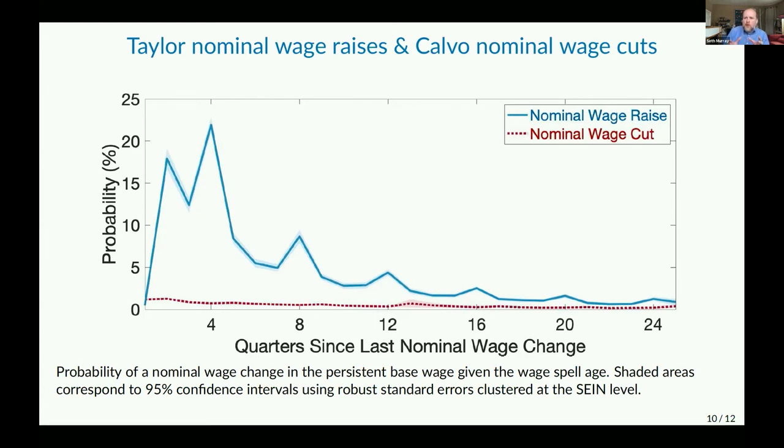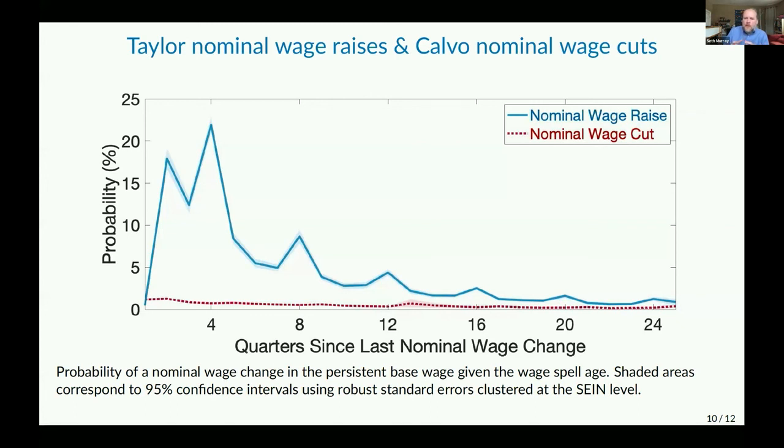And so it looks like the Taylor model really does align with the nominal raises, but doesn't seem to capture what's going on with nominal cuts. The second feature I want to emphasize is that the probability of a nominal wage raise is declining over the time since your last wage change, whereas the probability you receive a nominal wage cut is relatively flat since the time you last received a wage change.